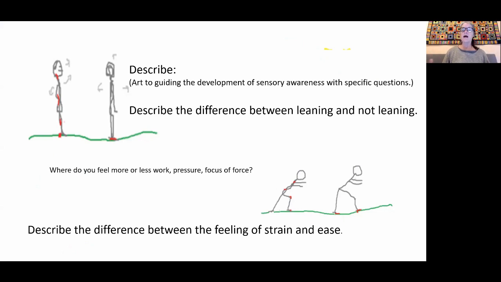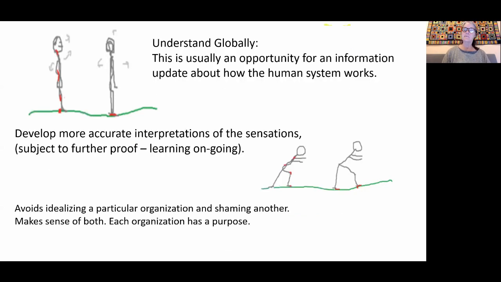There's a real art to guiding the development of sensory awareness with specific questions. I'll ask things like, where do you feel more or less work, pressure? Where do you feel pressure or focus of force? And we'll do more of that today. Describe the difference between the feeling of strain and ease. So the second step is to describe. And then we want to understand what we're feeling. And there are two parts of it, global and personal.